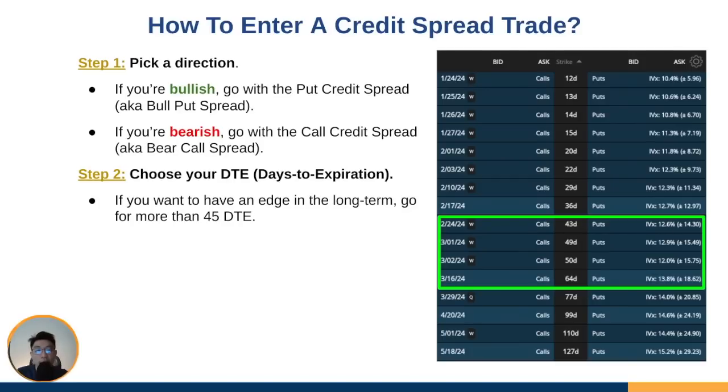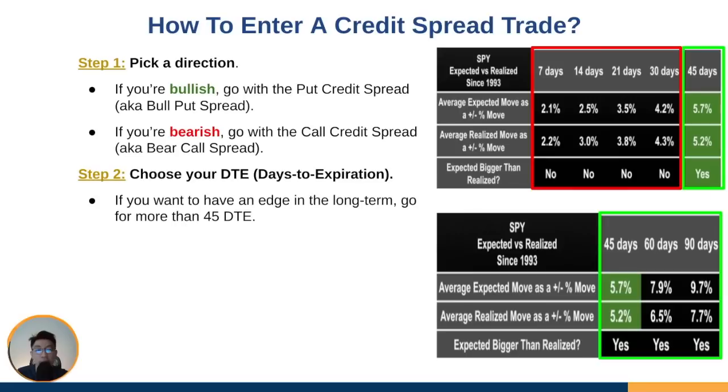That is because studies have already shown that you have an edge when you go around the 45 DTE. So if you want to have an edge in the long term, then I will go for somewhere around 45 to 65 DTE. So what is this edge? As you can see down here, this is a study done by the Tasty Trade team again. They have studied the difference between the expected and the realized move for quite a number of years. This study is since 1993, so it's a pretty statistically significant test set.